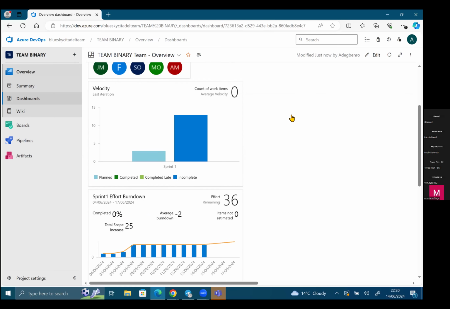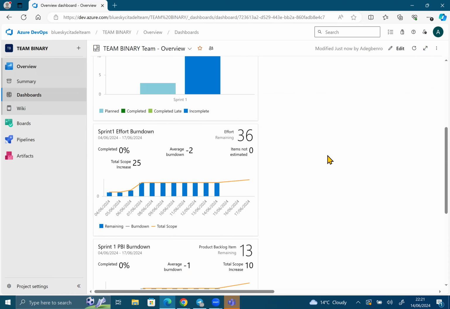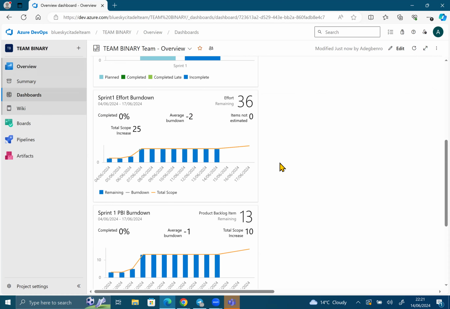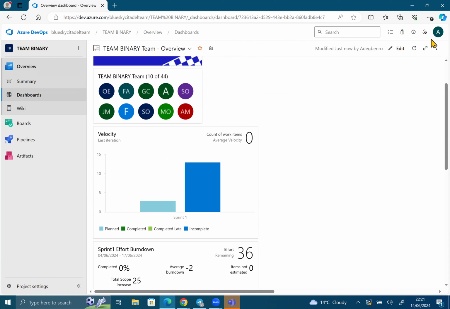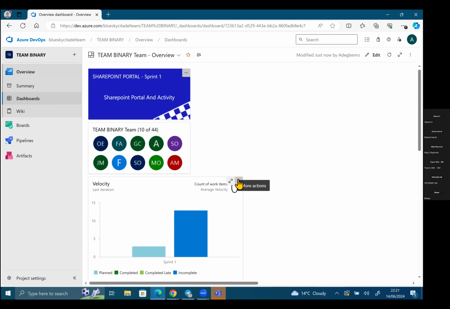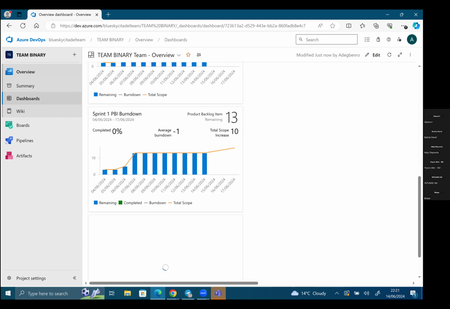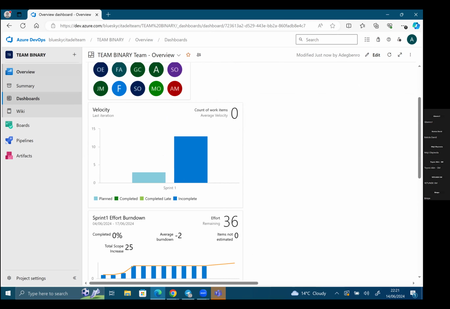Another thing you can do is tidy up your board. Instead of everything being down one side, they can actually be beside one another. To do that, all you need to do is click on edit at the top right hand corner of the page itself. Just keep going. No, you've gone too far. Okay, go to the top. Where you have modified just now by Gbenro, there's an edit beside it.